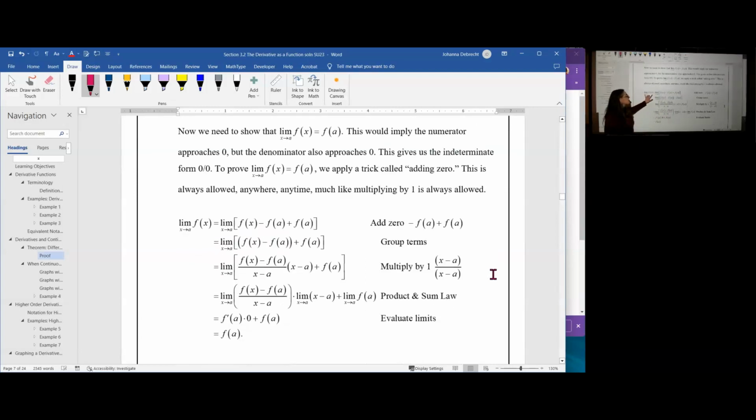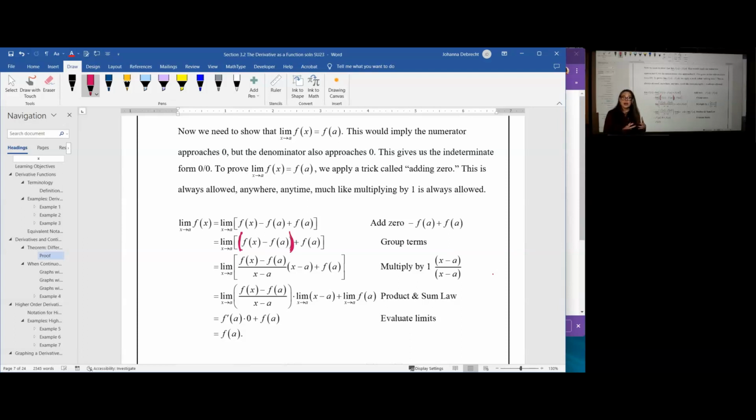We're going to start with the limit of f of x as x approaches a. We're going to add 0 in the form of subtracting f of a and adding it, which of course gives us 0. Meaning we haven't really done anything. I write this in the parentheses right here. Since this represents 0, I'm allowed to add it anywhere, anytime I feel like it. And then I'm going to group the terms. It's a little bit hard to see on here, so I'm going to make these larger. I'm grouping the f of x minus f of a together and leaving the plus f of a outside.